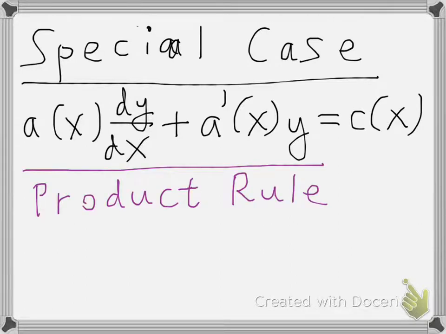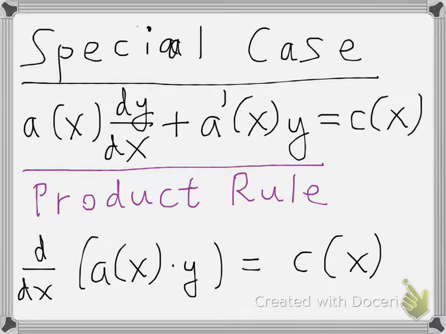So if we think about it for a little bit, we recognize that the left-hand side of this differential equation is actually the form of the product rule for derivatives that you learned in Calc 1. So the left-hand side can be rewritten in the form the derivative with respect to x of a of x times y, right? Because the derivative of that product is the first times the derivative of the second plus the derivative of the first times the second. So that's exactly what we have there underlined in purple.